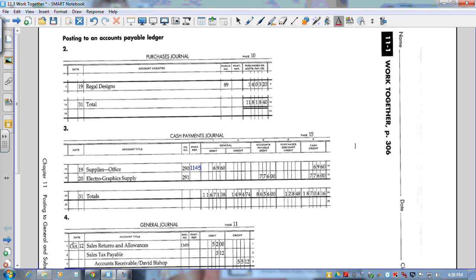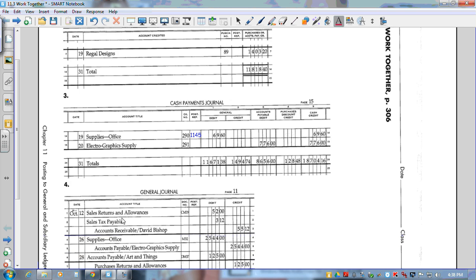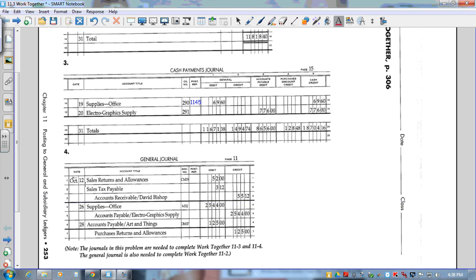Step number 3 says post the October 12th general journal entry to the appropriate ledger accounts. October the 12th general journal. Here's my general journal, October the 12th. It looks like we have 3. We've got the sales returns and allowance has a debit. The sales tax payable has a debit. And the accounts receivable has a credit. We've already done David Bishop.